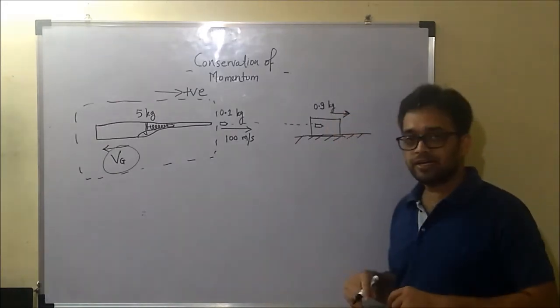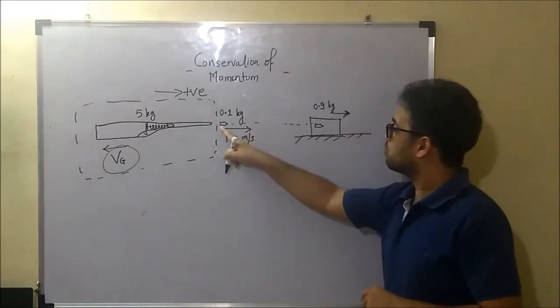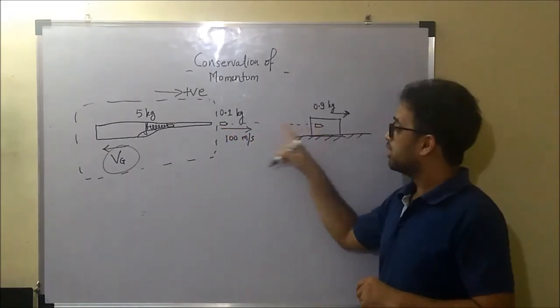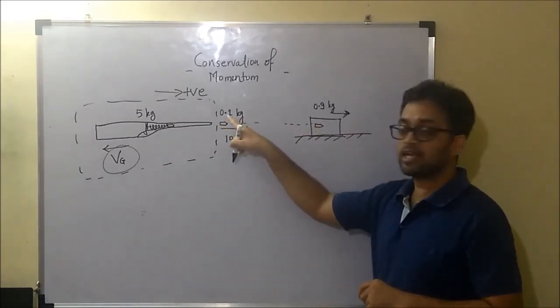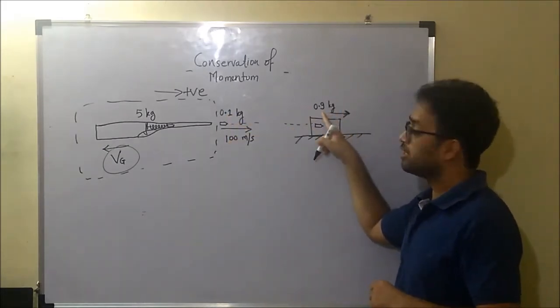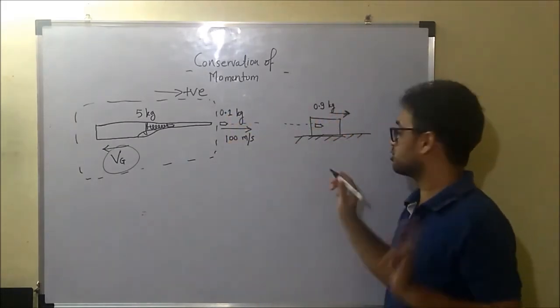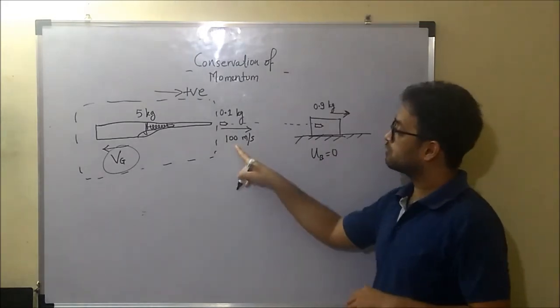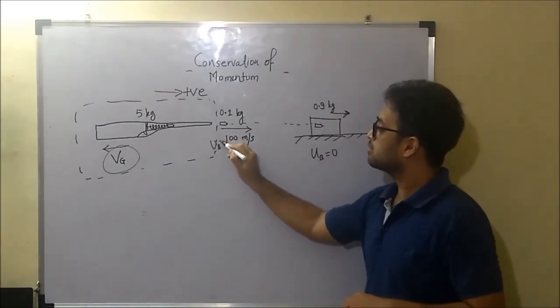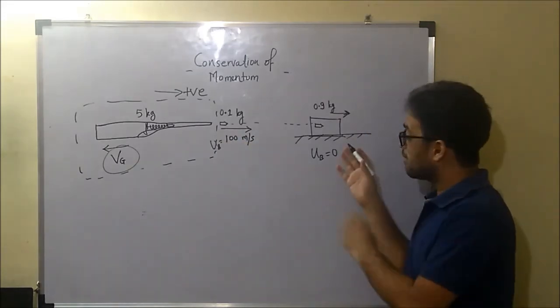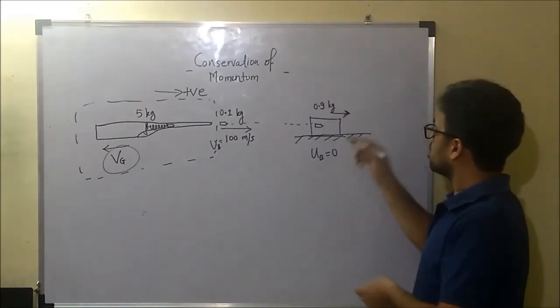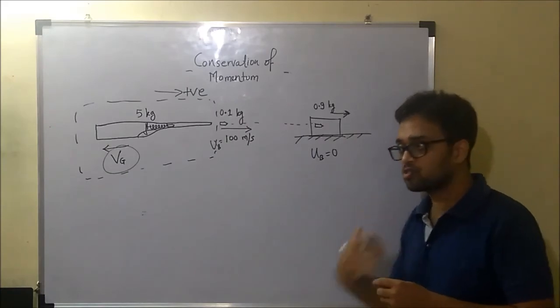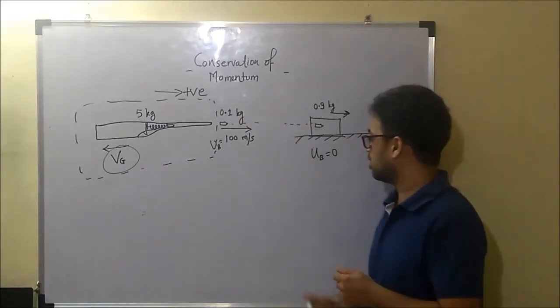Okay, so it's a light box, and what we have to do is this bullet gets embedded into the box. It is traveling with this speed, and it has this mass. It gets embedded into the box, which is kept at rest. So the initial velocity of the box is 0. The initial velocity of the bullet is 100 meters per second, and it gets embedded. We have to find the velocity with which the box starts traveling forward. We have to find that velocity.